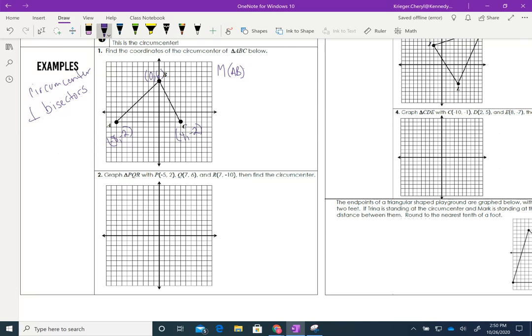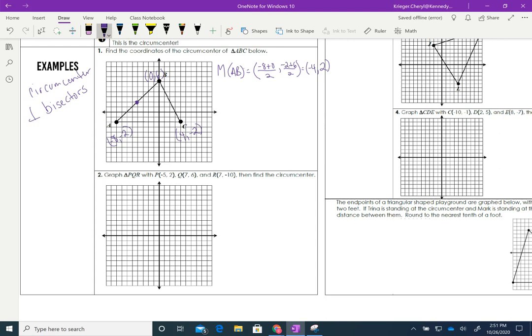Okay, so the midpoint of AB, we're going to find the average of my x values and the average of my y values. That's -8 plus 0 divided by 2. And the average of my y values would be -2 plus 6 divided by 2, which would give me -4, 2. So -4, 2 is here. That is my midpoint.